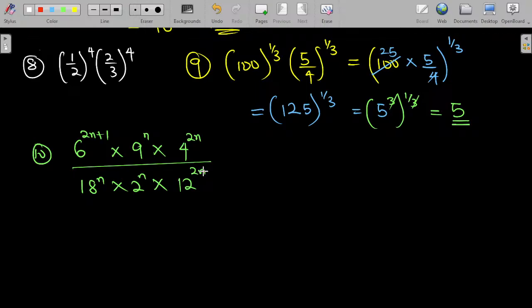This is also to simplify. It may not be to solve, because to solve there would be an equation. So here we are just simplifying. Okay, so let's go ahead. What do we do?